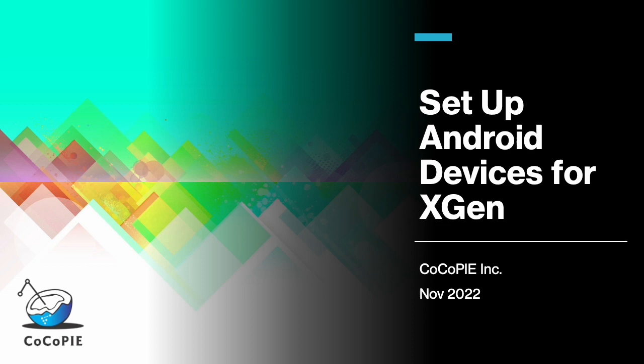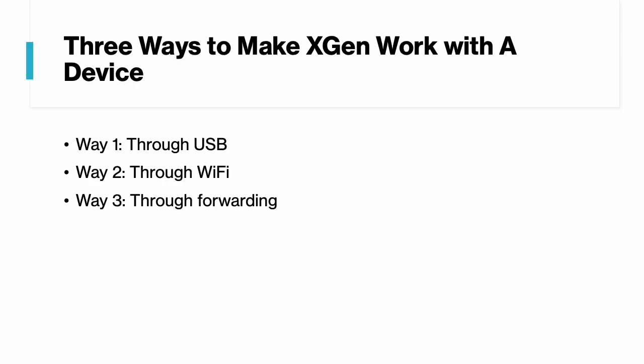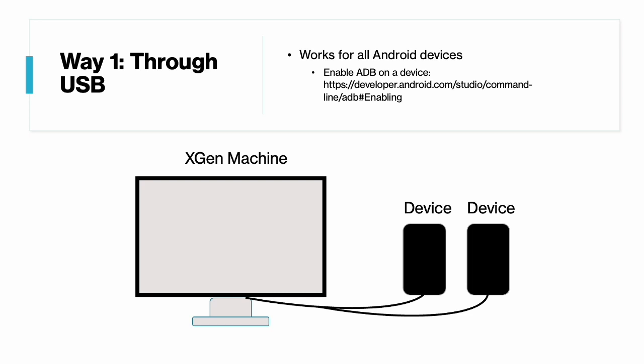In this tutorial, I will show you how to connect Android devices. We will see 3 ways to connect a device to XGen: through direct USB connections, Wi-Fi, or forwarding. The first approach is simple. We use a USB data cable to connect the devices with the computer that has XGen installed.